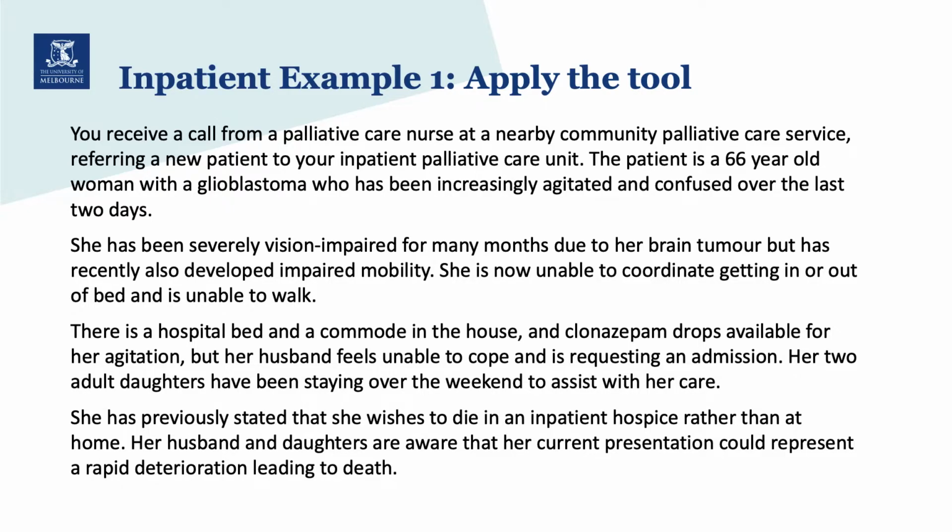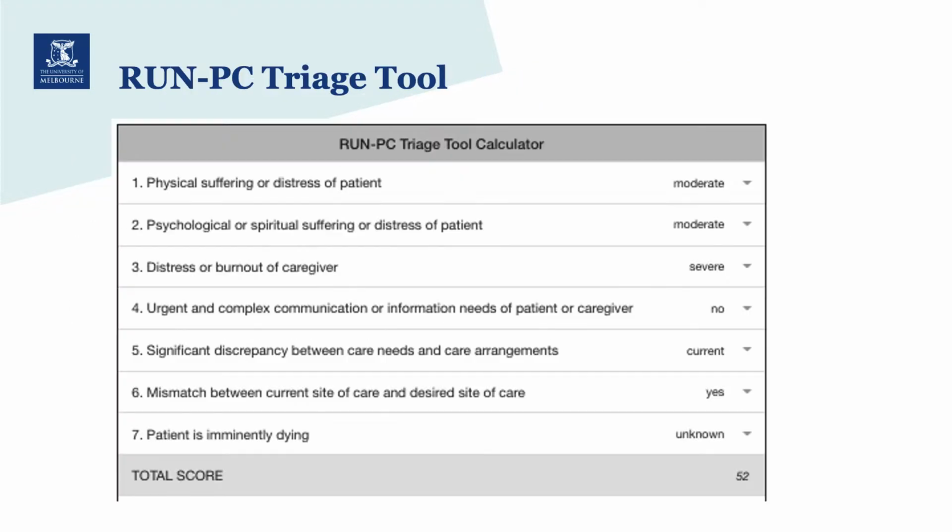There is a hospital bed and a commode in the house and clonazepam drops available for her agitation, but her husband feels unable to cope and is requesting an admission. Her 2 adult daughters have been staying over the weekend to assist with her care. She has previously stated that she wishes to die in an inpatient hospice rather than at home. Her husband and daughters are aware that her current presentation could represent a rapid deterioration leading to death. So how do we apply the tool in this setting?